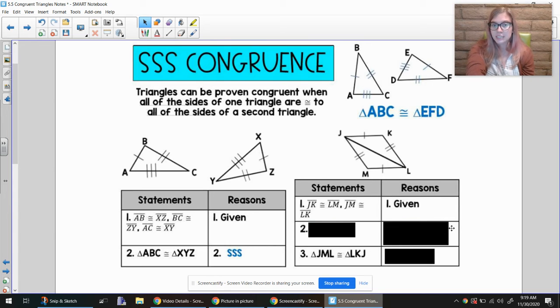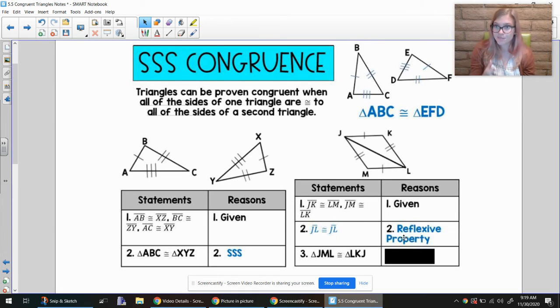The next one I'm going to have to fill in a little bit. So JK is congruent to LM, and JM is congruent to KL. Well, now we need to prove that this third side is congruent for both triangles, so that JL is congruent to JL. While this seems really obvious, we know that we have to write every obvious thing out in the proof. This is because of the reflexive property. The reflexive property is a property that we don't use very often, but it says that everything is equal to itself. Now I have proved that all 3 sides in both triangles are congruent, so I can prove that the triangles are congruent with side, side, side.